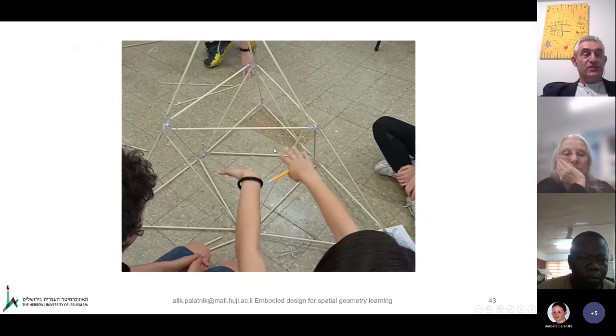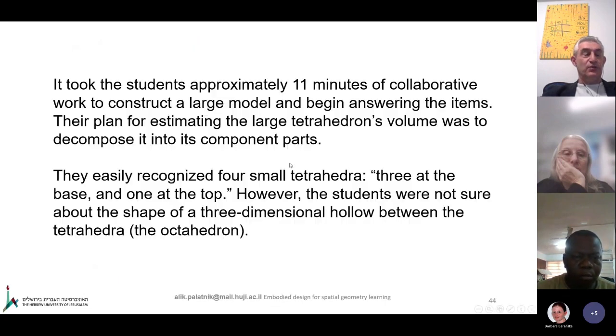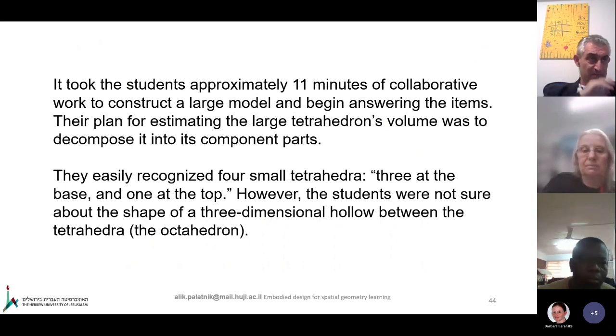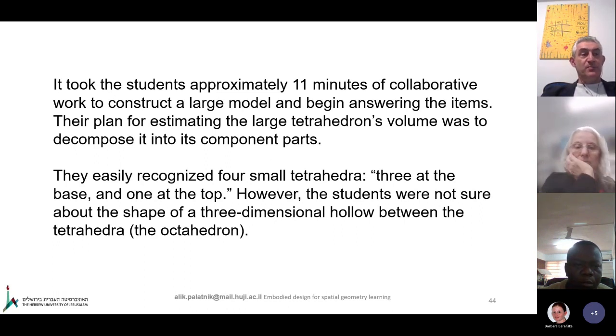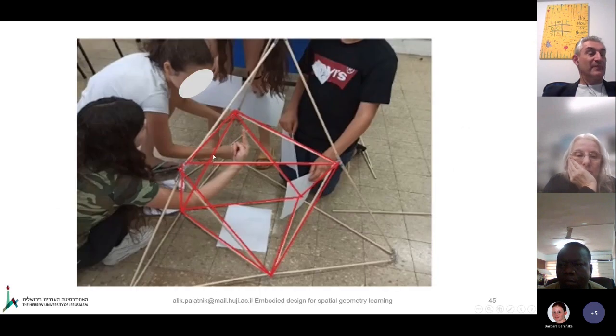So here they constructed the bigger model, as you can see, and they started to reconsider the volume. It took the students approximately 11 minutes of collaborative work to construct a large model. They easily recognized 4 small tetrahedra, and they said 3 at the base and 1 at the top. And they were not sure about the shape of the 3-dimensional hollow. They are arguing here and trying to understand what is happening.